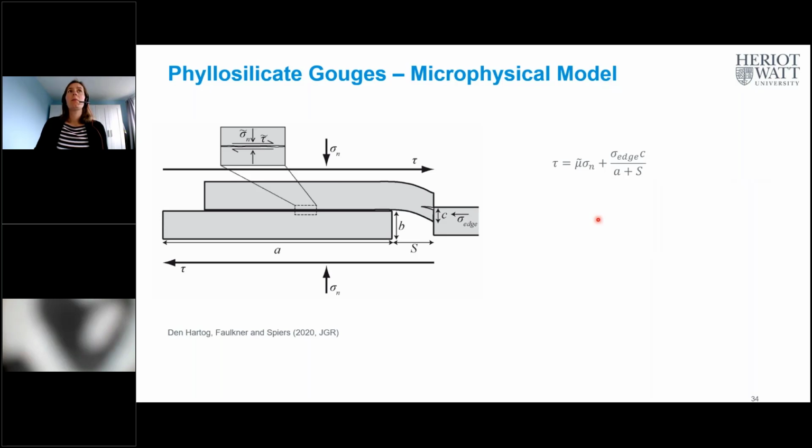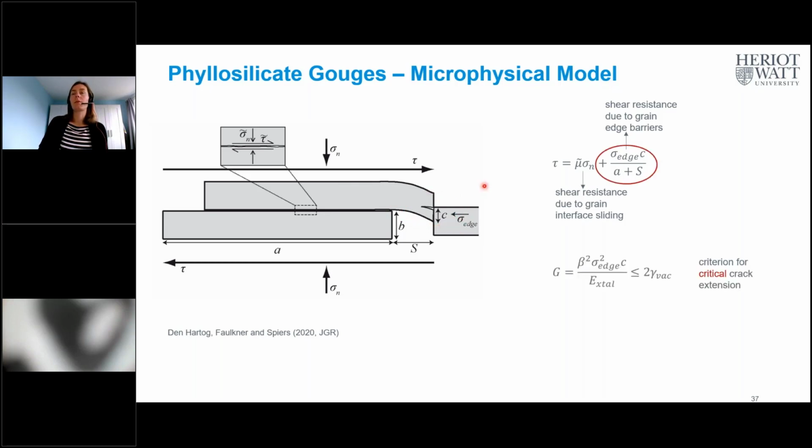To then be able to predict the strength of phyllosilicate gouges using this model, we need an expression for the shear stress. We assumed here that the shear stress is the sum of the shear resistance due to grain interface sliding, so the atomic scale processes, plus the shear resistance due to the grain edge barriers. That's indicated by this part of the diagram. To solve this equation, we need an expression for the normal stress at the edge, so sigma edge here.